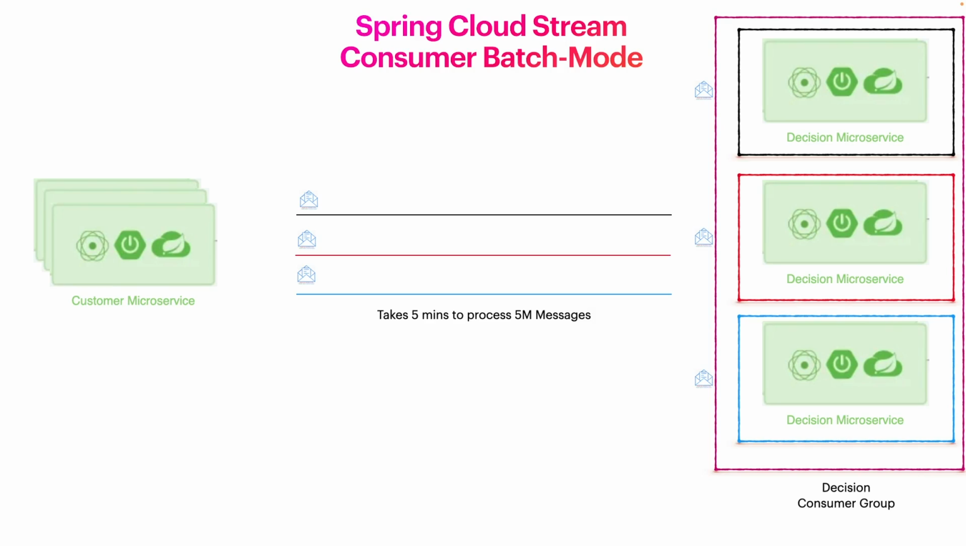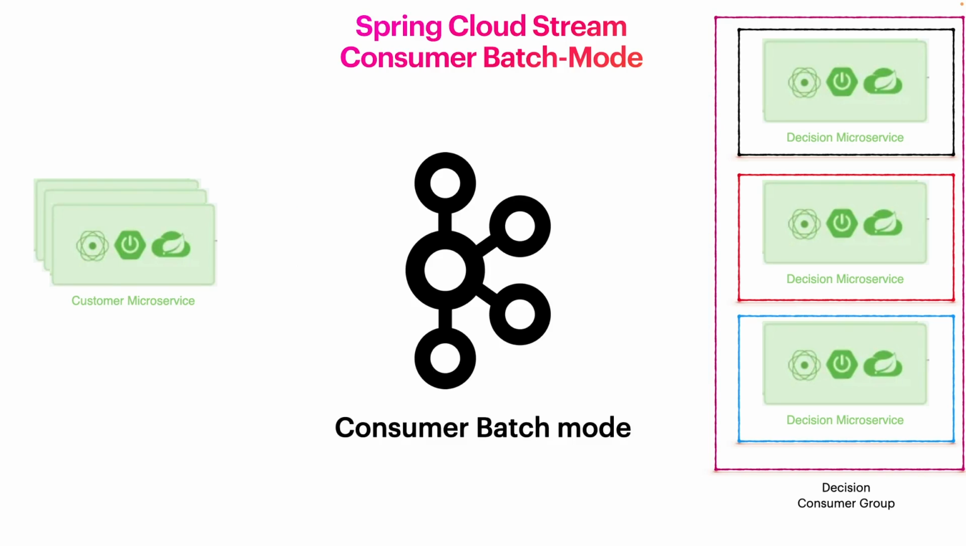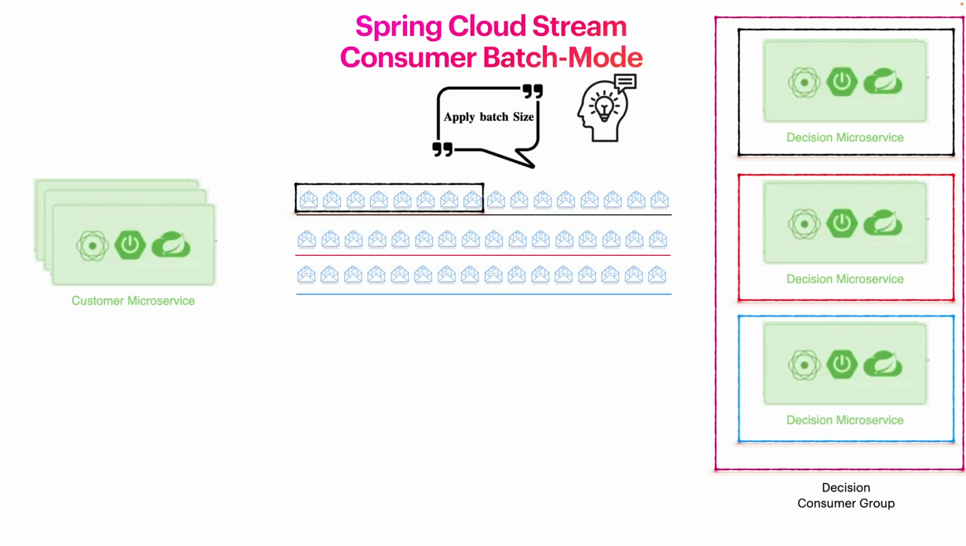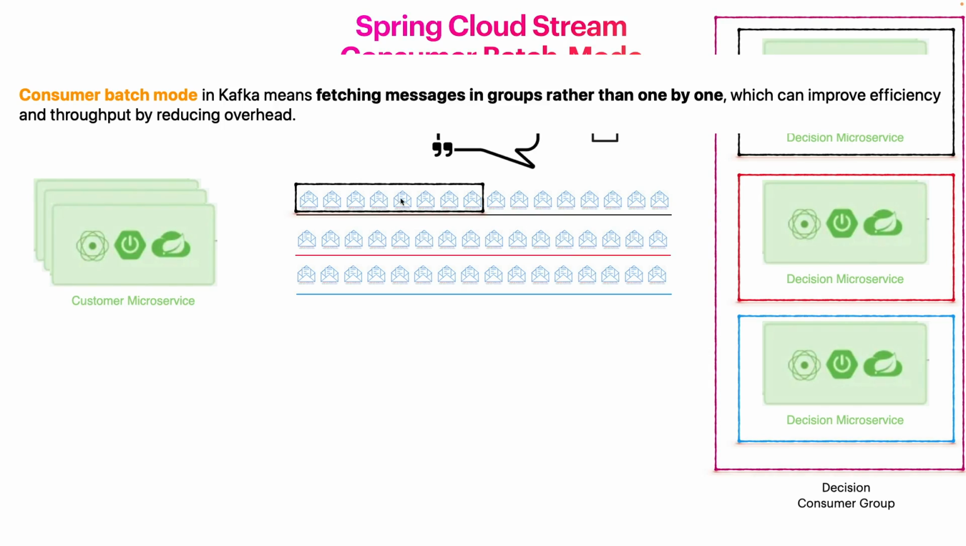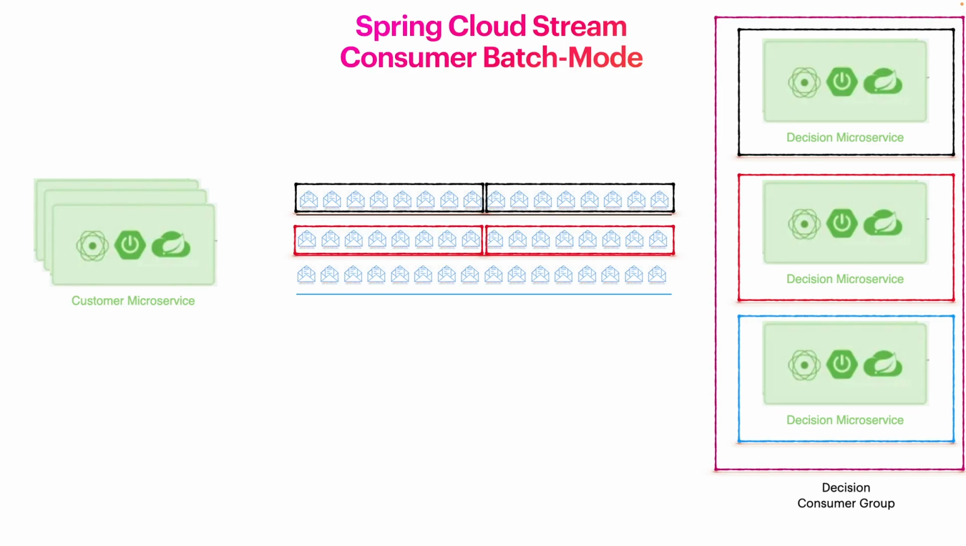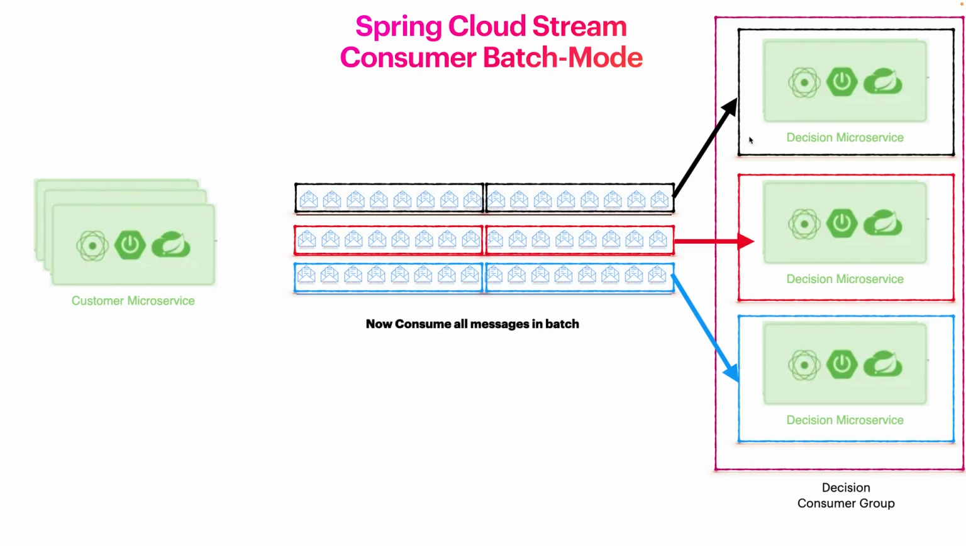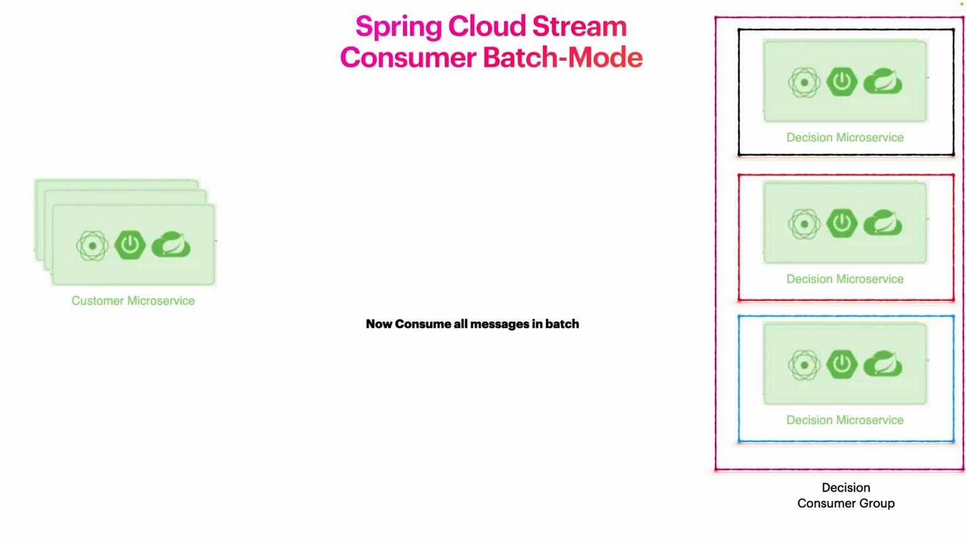Now the last thing, how can we solve that? This is where we use the concept called consumer batch mode. We are going to apply a batch size to our messages that will allow our consumers to consume in batch instead of consuming one by one. Now all consumers will consume the messages in batch mode. So instead of taking 5 minutes, it can take some seconds. Of course, I'm just illustrating here, but you must understand the idea behind this topic.